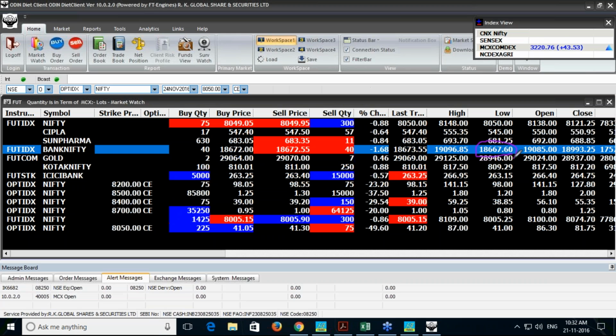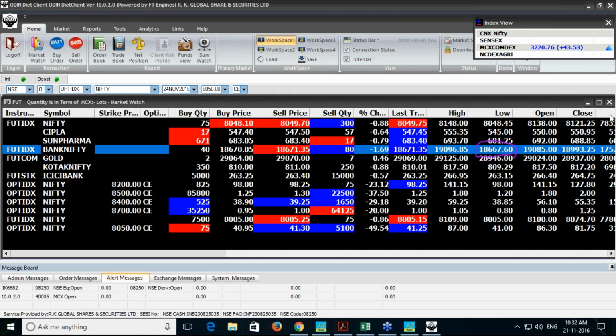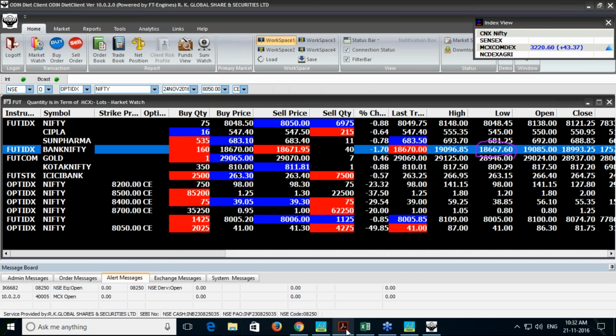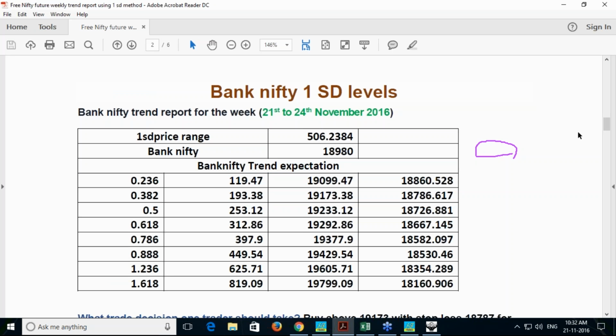Now this day's low is 18,667.60 and this is the calculated figure. This is the first target calculated figure. So all these price points, whatever is calculated, give you a feel that on day's low basis, opening basis, closing basis, these levels are being obligated. So that is very important.